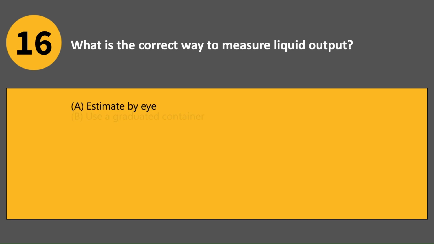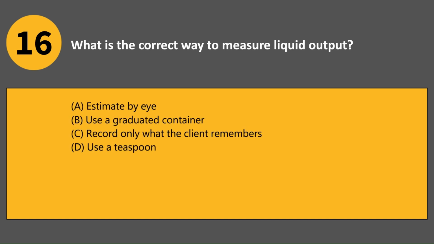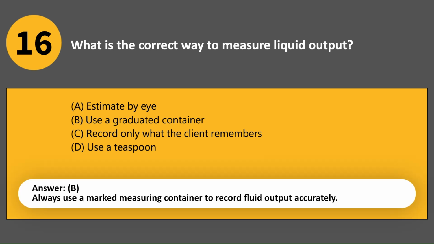What is the correct way to measure liquid output? A. Estimate by eye. B. Use a graduated container. C. Record only what the client remembers. D. Use a teaspoon. Answer: B. Always use a marked measuring container to record fluid output accurately.